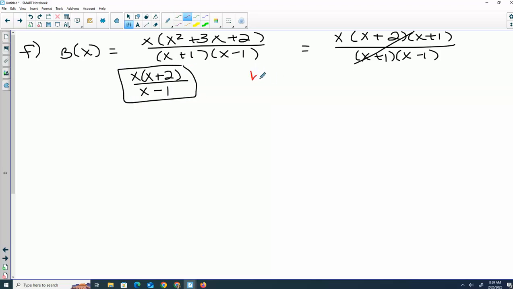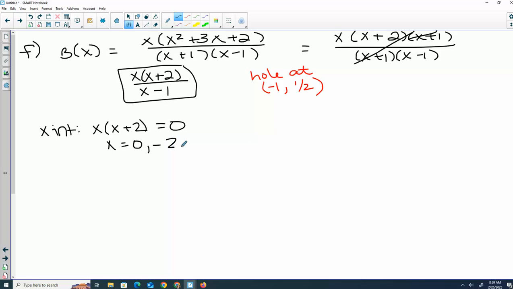Because it cancels, we have a hole. What made x plus 1 equal 0? Negative 1. If you plug negative 1 into what's left, we get negative 1 over negative 2, so positive 1/2. X-intercept. How do we find x-intercept? When the top is 0. So that is at 0 and negative 2. Y-intercept, what do we do? All the x's equal to 0 and we get 0.